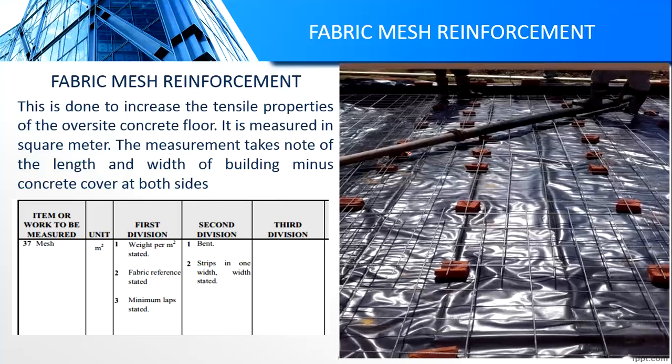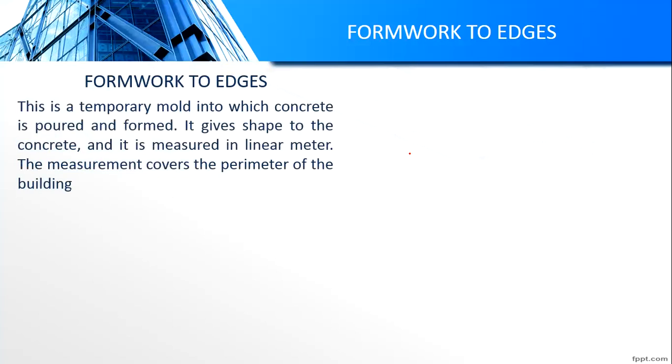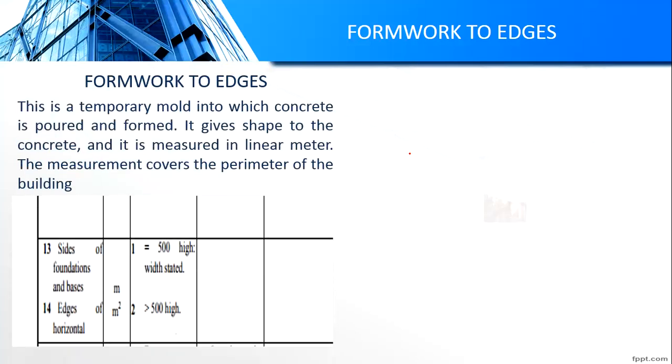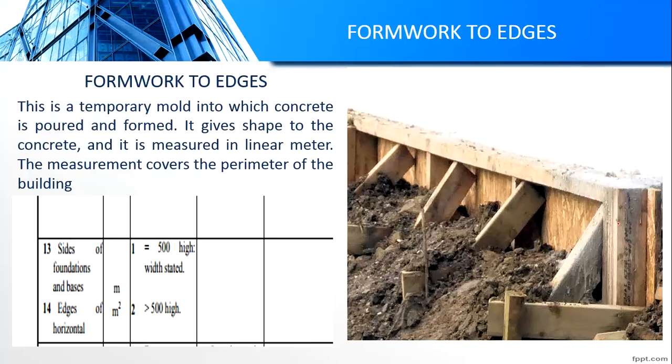So our next item after fabric mesh is what we call formwork to edges. So as you know, formwork is a form of mold, let me say temporary mold, that gives shape to our concrete. It gives support, it gives shape to our concrete. So formwork to edges is measured in linear meter because it takes note of the perimeter around the building. You see the image representing our formwork to edges.